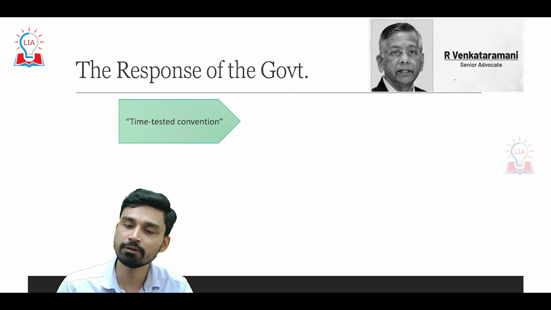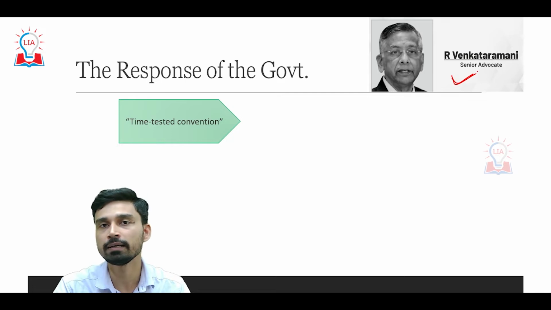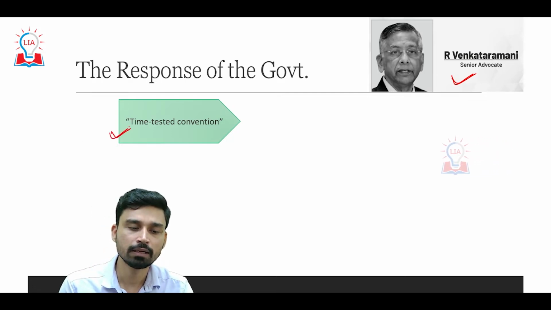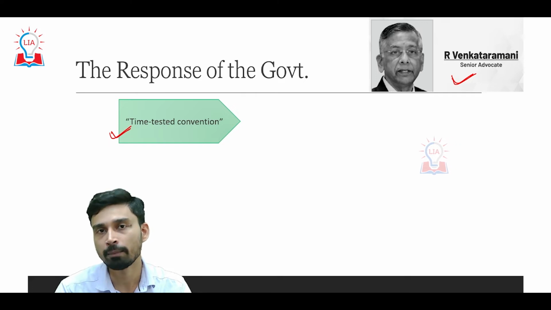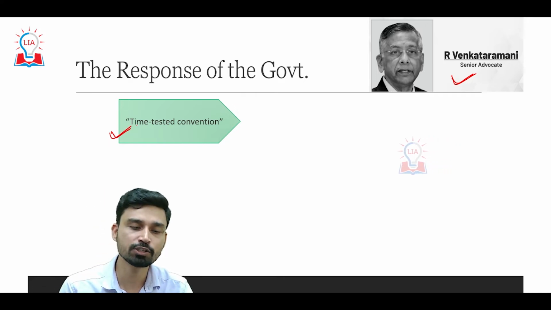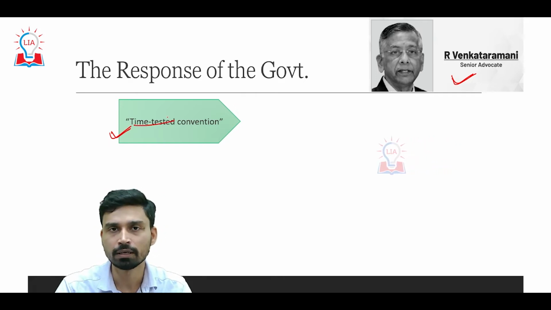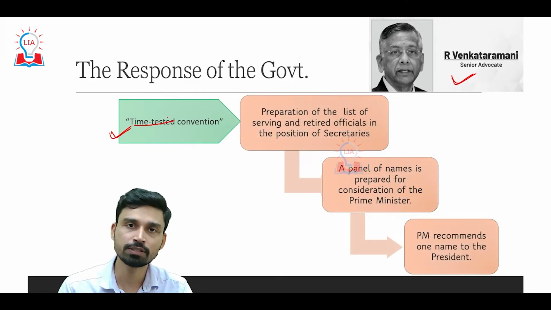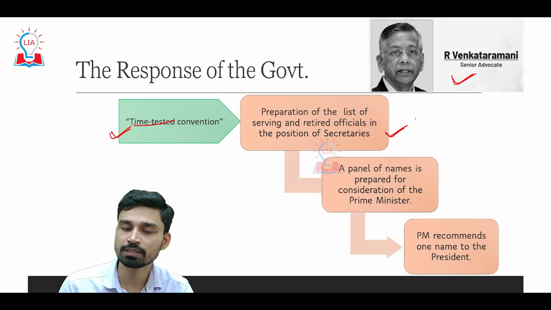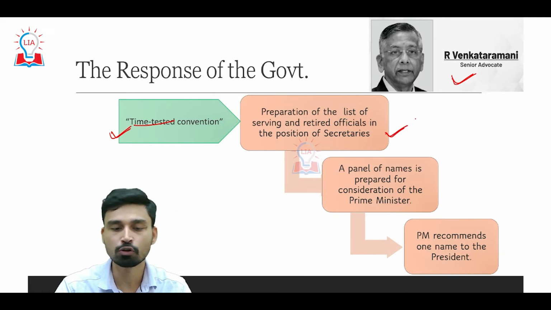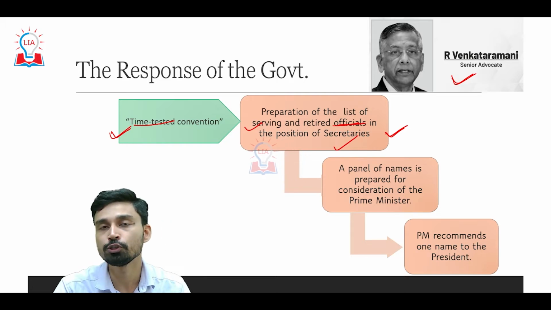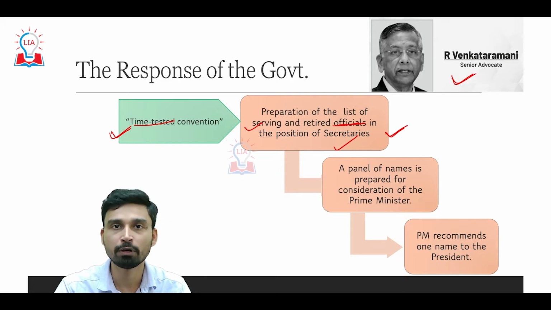The response has been given by R. Venkataramani, who is currently the Attorney General of India. He has said that the principle that enshrines the appointment of the election commissioner is based on a time-tested convention, and the appointment takes place in 3 stages. In the first stage, the Department of Personnel and Training prepares the list of all the serving as well as retired officials in the position of secretaries to the Government of India.